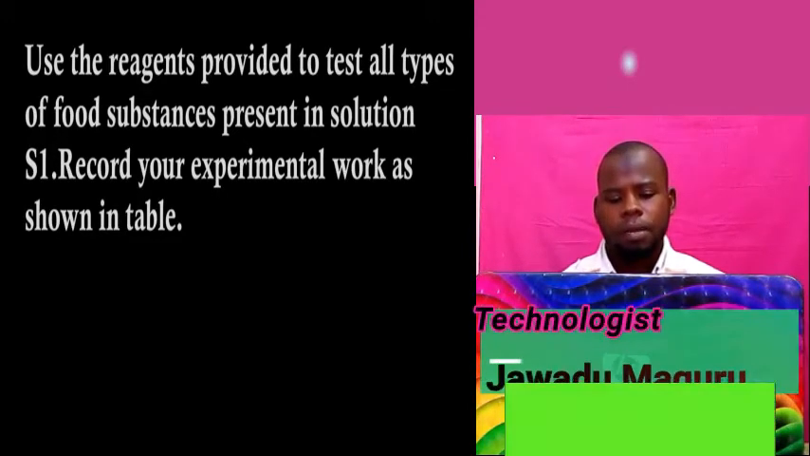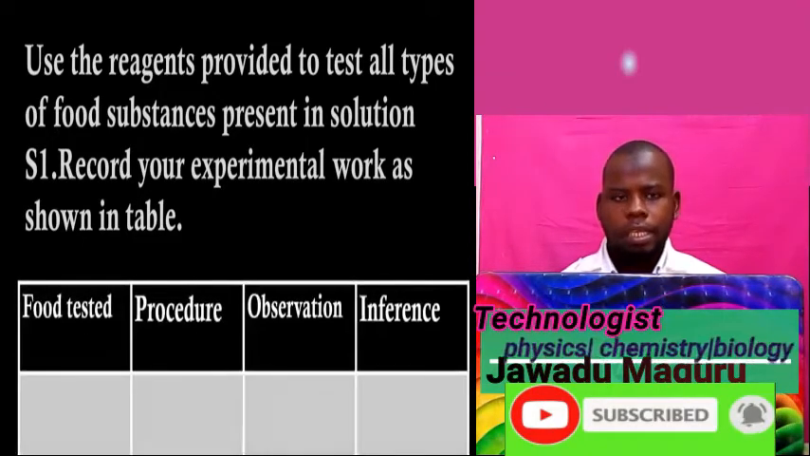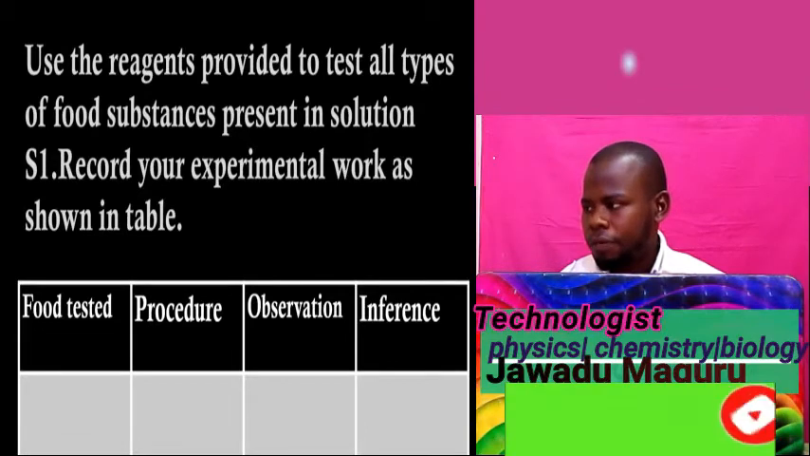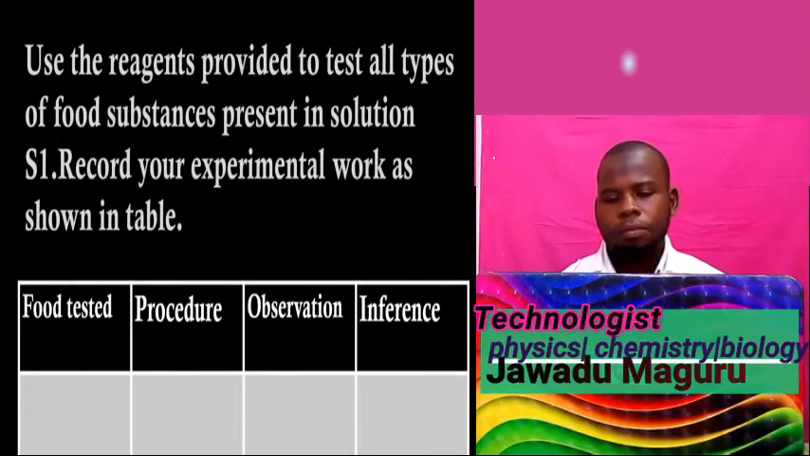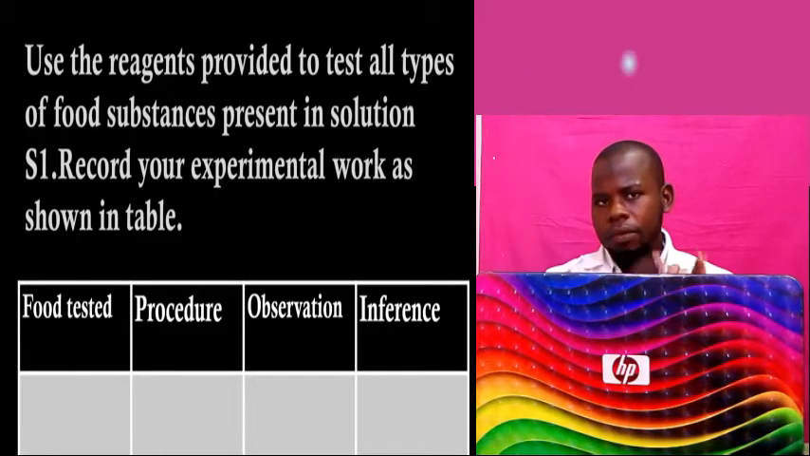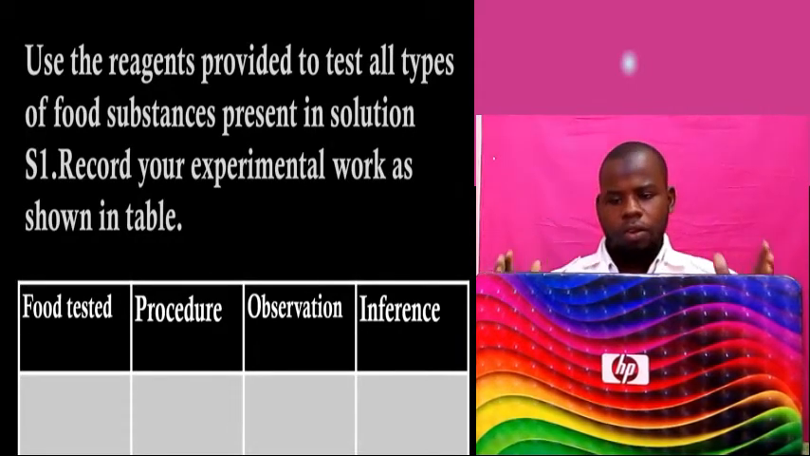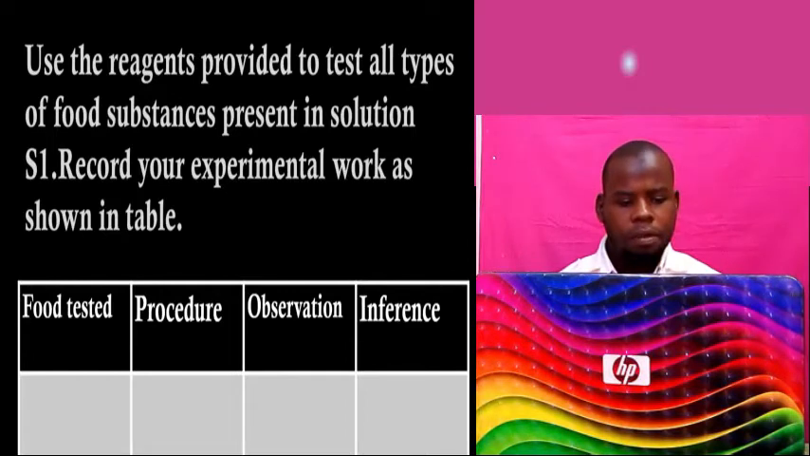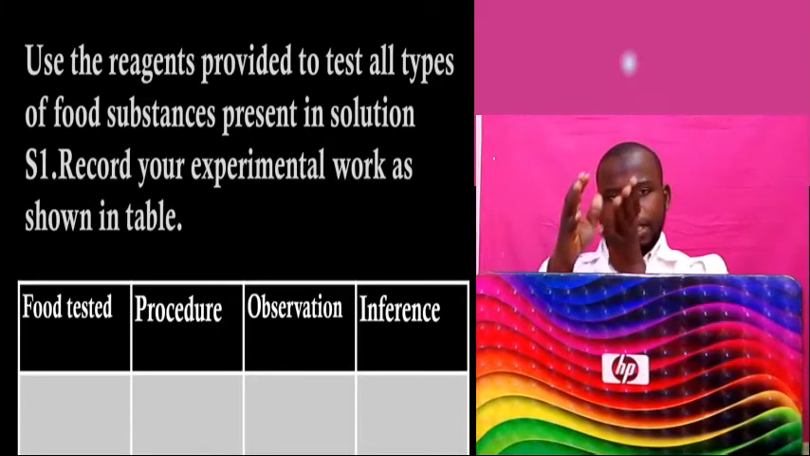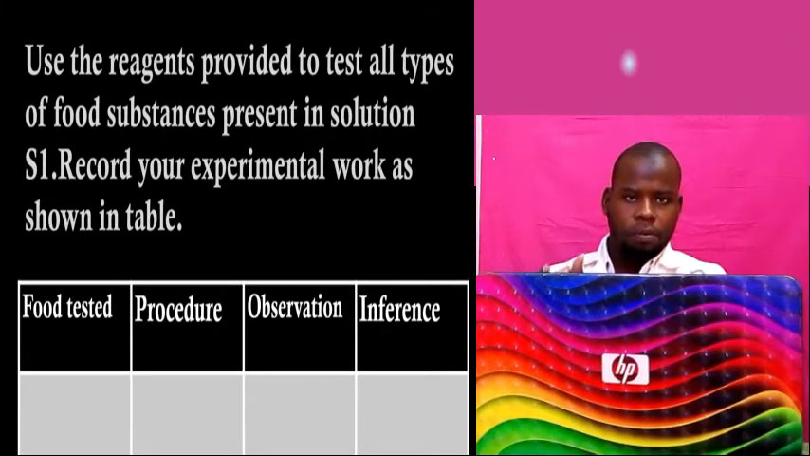Then record your experimental work as shown in a table. The table has the food test, procedure, observations, and the inferences. Then after, by using reagents, you test it, and by using your samples, you get observations. The food tested means you write, for example, starch there. Procedure is the technique, the systematic way, the series of testing procedure.